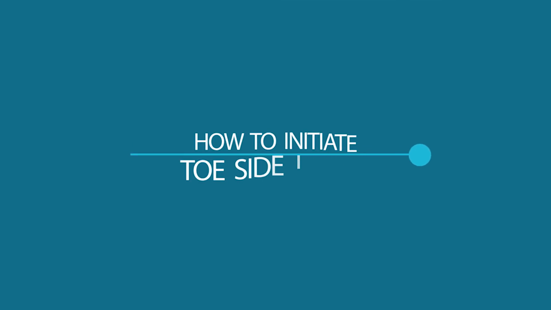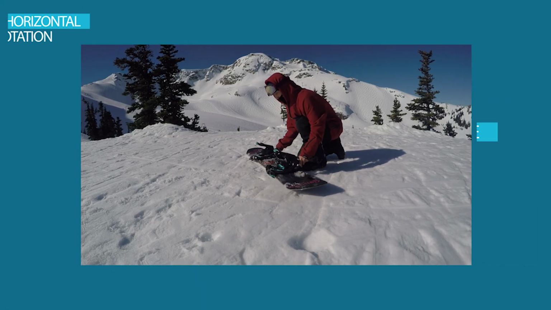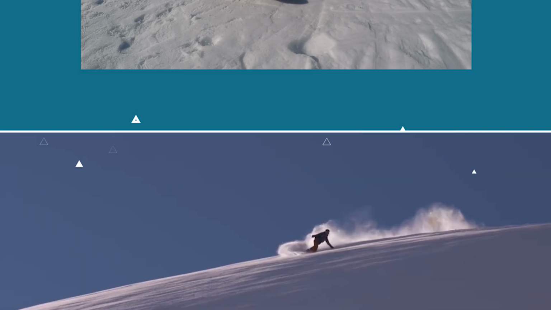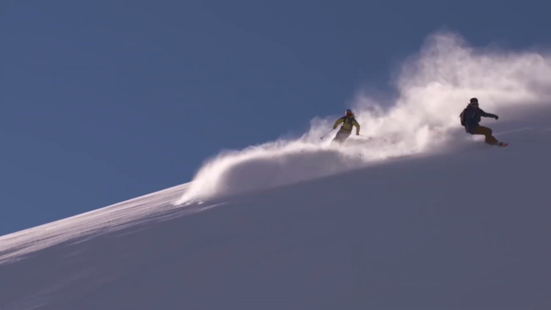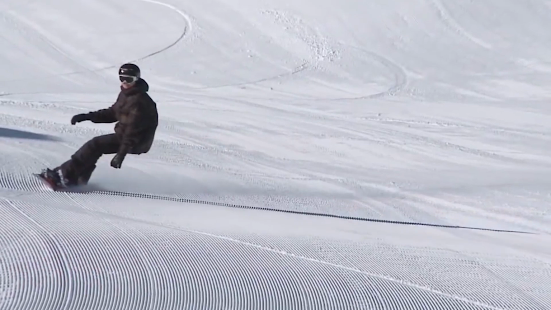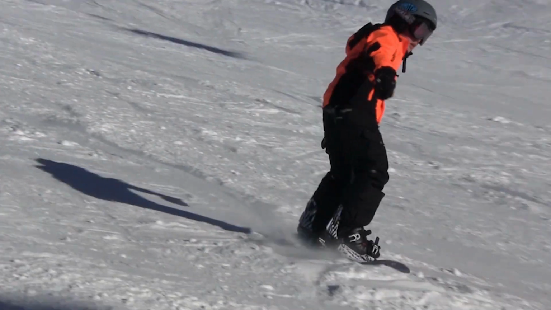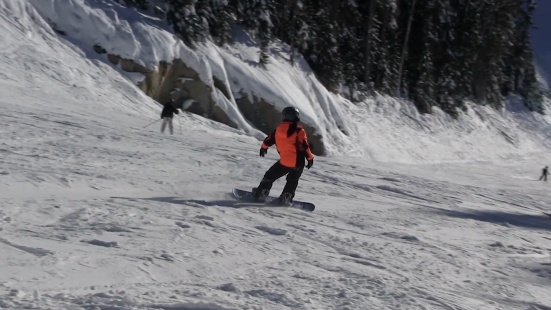How to initiate toe side turns 2. Let's briefly remind ourselves of what we went over last time. When snowboarding, we are going sideways. However, people walk straight. This causes our upper body to slightly face forward while you're snowboarding, and it is the cause of not being able to initiate a toe side turn.